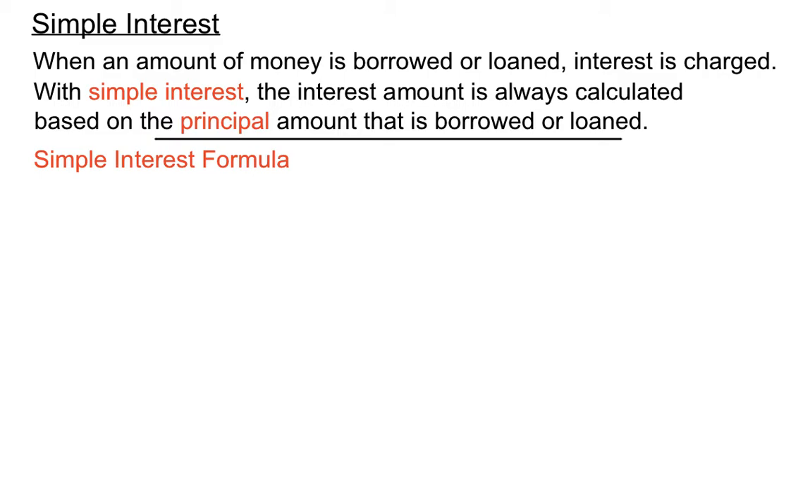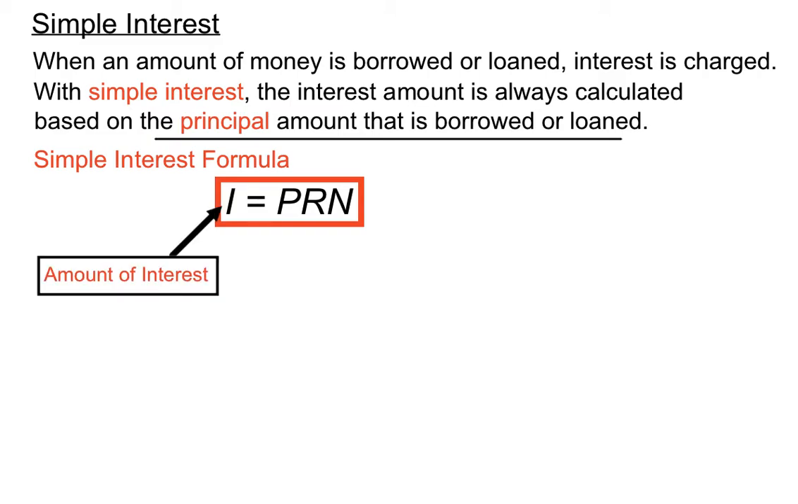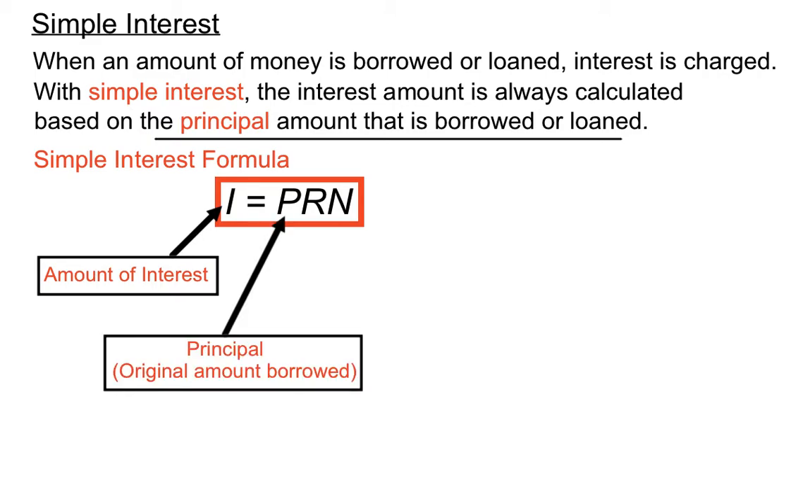And the simple interest formula that we're going to be having a look at is I equals PRN. I equals P times R times N. We'll have a look at the parts of that now. I stands for the amount of interest that's either earned or paid, depending on whether you're an investor or a borrower. And P is called the principal. It's the original amount of money borrowed or lent to someone. So that's the main amount of money that's borrowed.